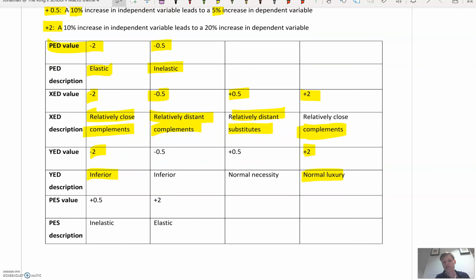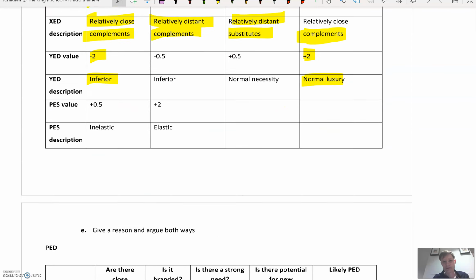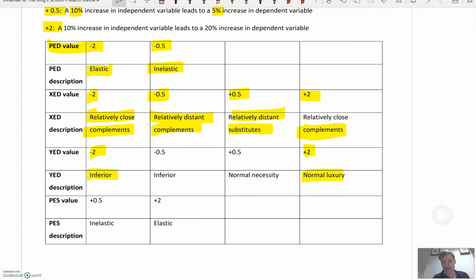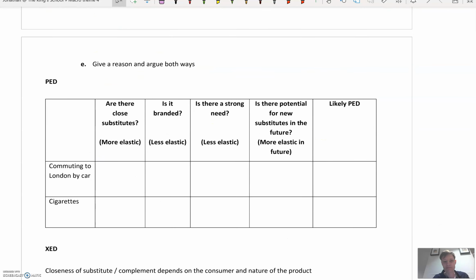Finally, PES as well, you could do elastic and inelastic using 0.5 and 2 as well. So that is the difficult part, and that is really the bit that needs the most revision.